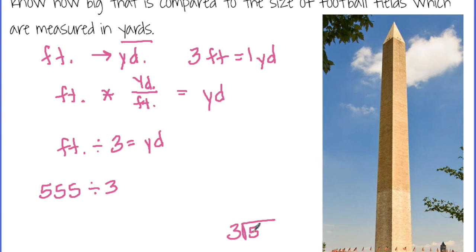And I can do that with long division. 3 goes into 5 once. Bring down the 5. 3 goes into 25 8 times. I was thinking of 4. And 3 goes into 15 5 times. So I know this equals 185 yards.